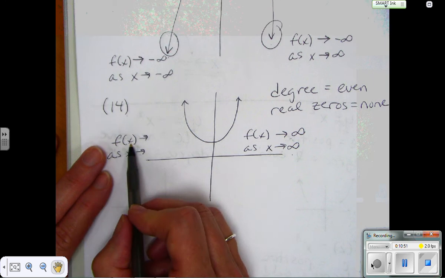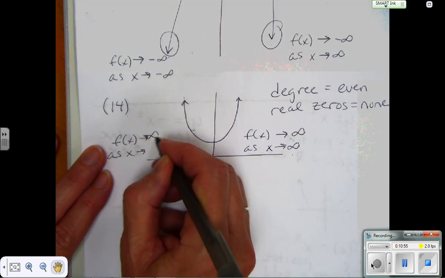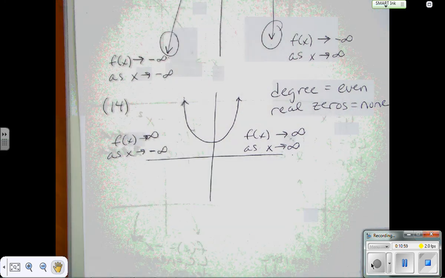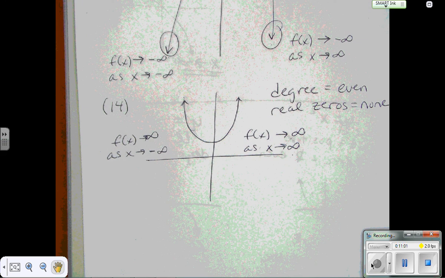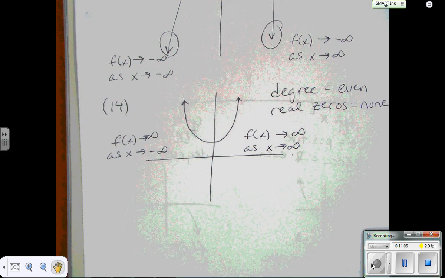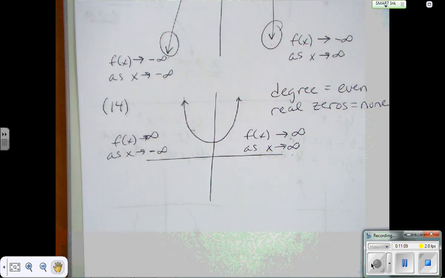On the left side, f of x again is going up, so it's approaching positive infinity as x approaches negative infinity. So the one that you really have to think about and decide which direction it's going is the f of x. That's the one that's going to change. The x's always stay the same. On the left side it's negative infinity, right side is positive infinity.